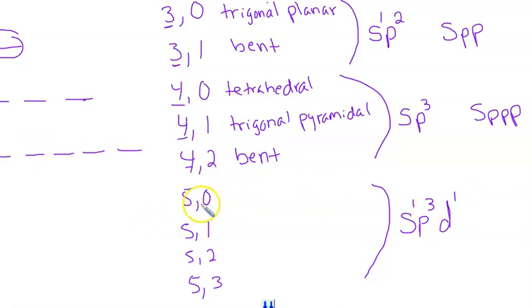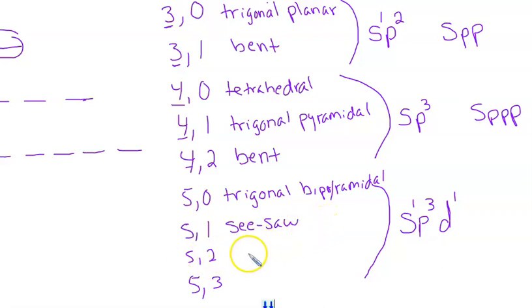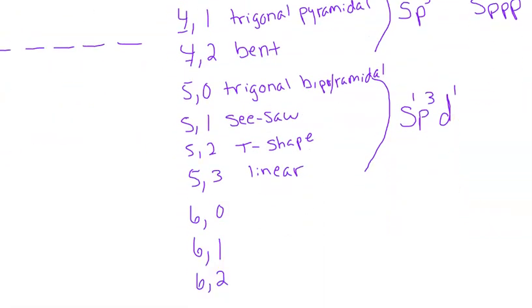All right, let's name these guys. So the 5,0 is called trigonal bipyramidal. It looks like 2 pyramids stuck on top of each other. The 5,1 is called seesaw, and it looks like a seesaw. I'll show you that. The 5,2 is called T-shape, and the 5,3 is called linear. Those are the names of those. I'll show you why.